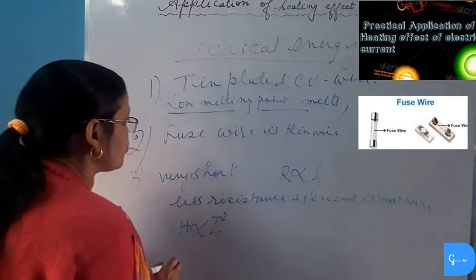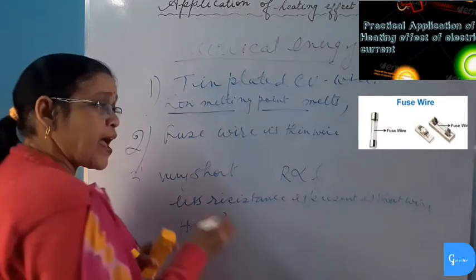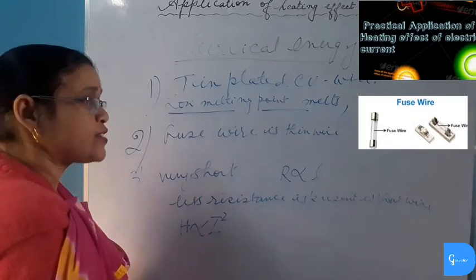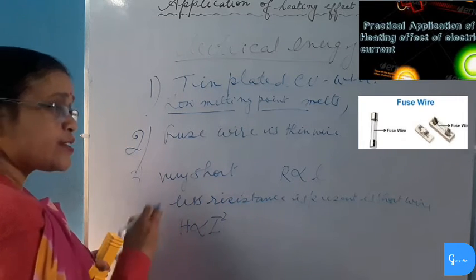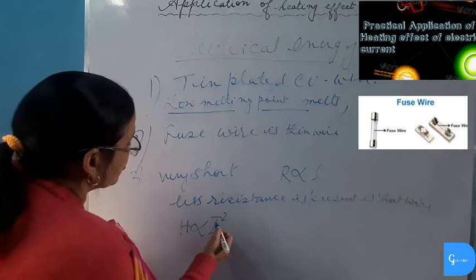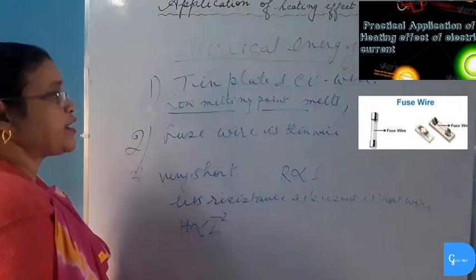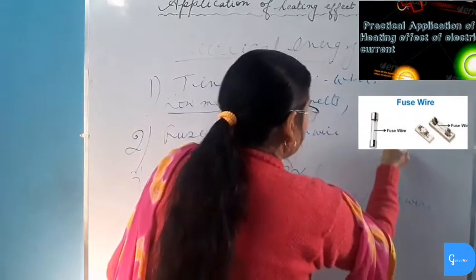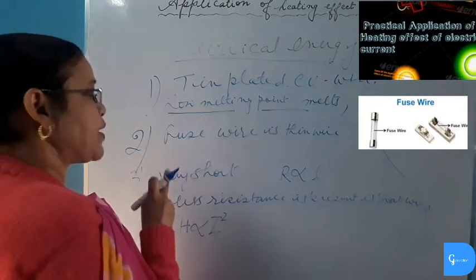As more heat is produced, the tin plated copper wire of the fuse melts, and as the tin plated copper wire of the fuse melts, it breaks the circuit, and thus the current flow in the circuit is disconnected. So it protects the household wiring as well as the electrical appliances from getting damaged. Thus these are the characteristics of fuse wire: thin, short and tin plated copper wire.